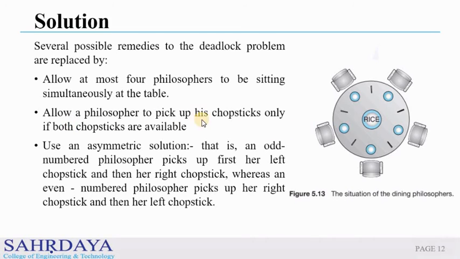Allow a philosopher to pick up his chopsticks only if both chopsticks are available. Use an asymmetric solution, that is, an odd numbered philosopher picks up first her left chopstick and then her right chopstick, whereas an even numbered philosopher picks up her right chopstick and then her left chopstick. By using the above ways, we can overcome the above deadlock situation.